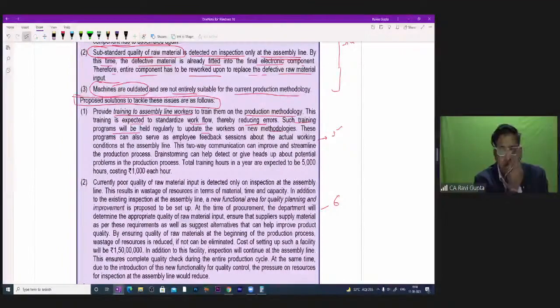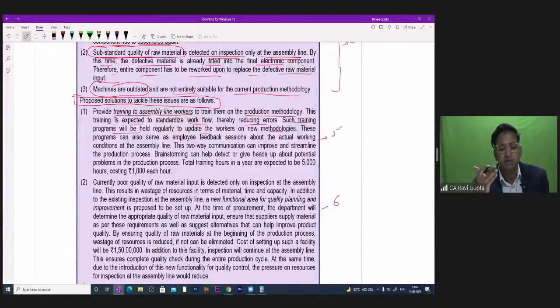Okay, so they are saying to provide the training to the assembly line workers, and this training is expected to standardize the workflow. There will be a standardized workflow. Each worker, new learners, will be given training. They will be told how to do the work, and due to providing the training, there will be reduced errors. Such training programs will be held regularly to update the workers on the new methodologies, and this will not be given only to the new learner but also to all workers to make them aware about the new methodologies, how the work is done under the new methodologies.